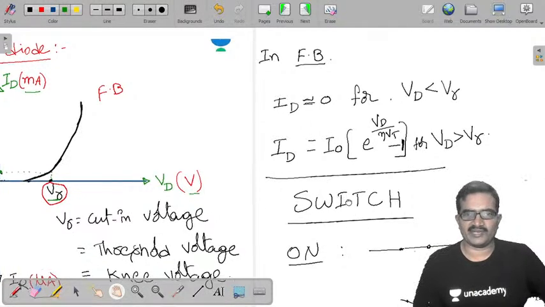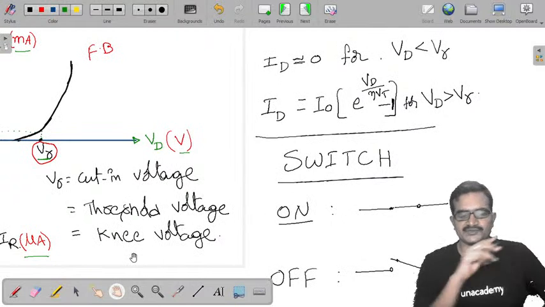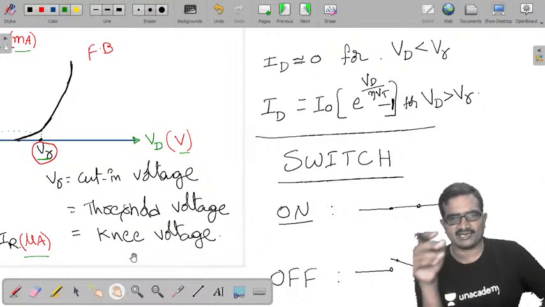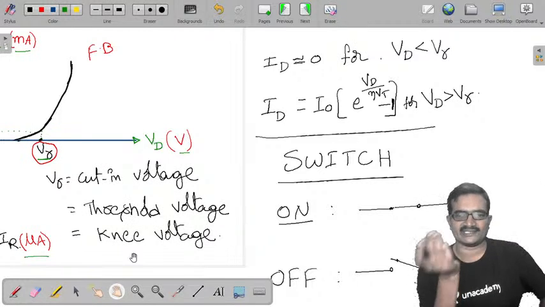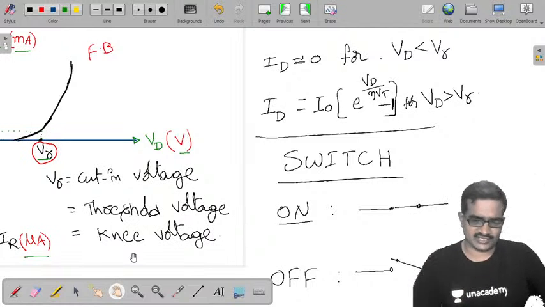Now we know that the basic application of a PN junction diode is as a switch. So it can behave like either an on switch or an off switch based on the biasing. In forward bias it is an on switch, and in reverse bias it is an off switch. Now we are going to show that.